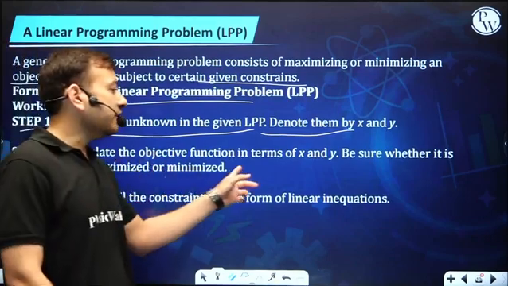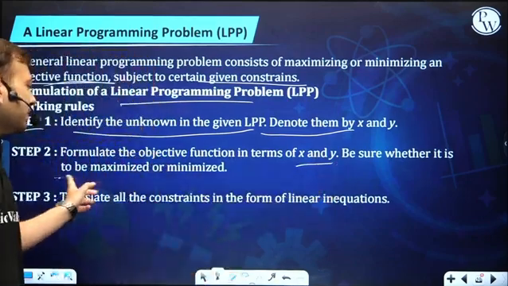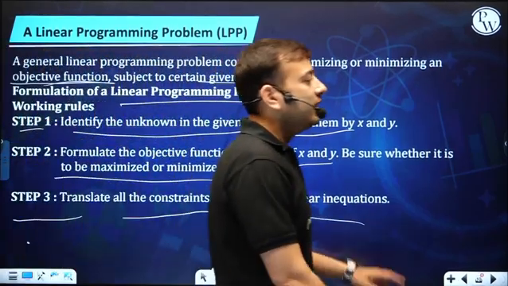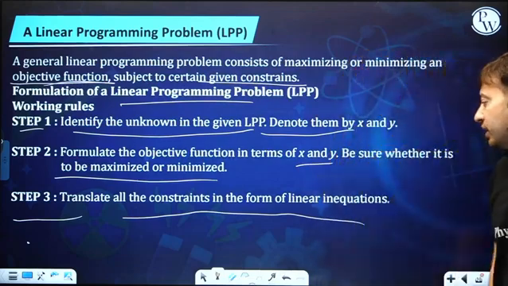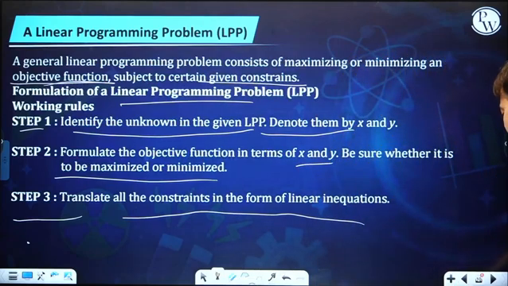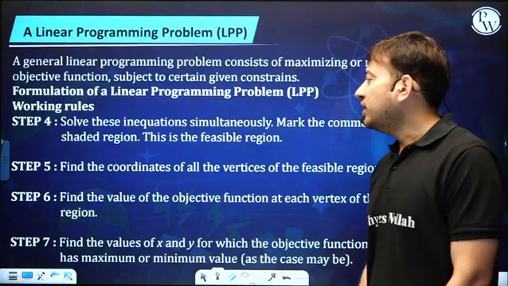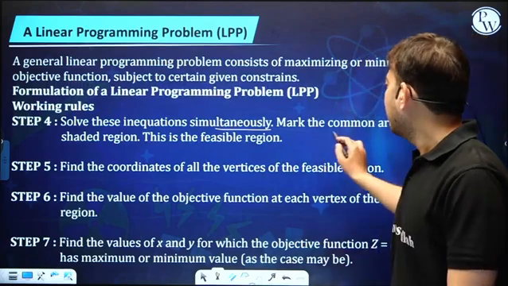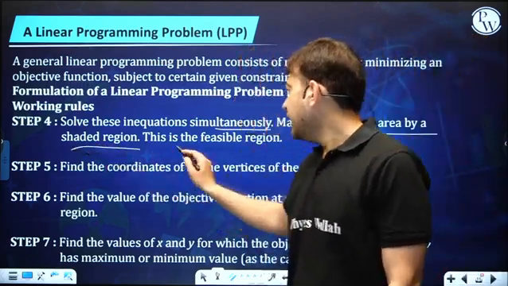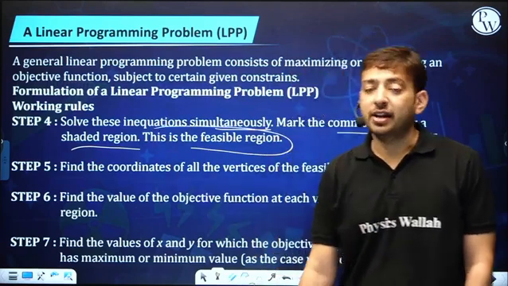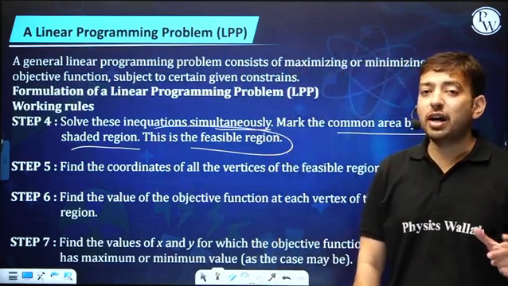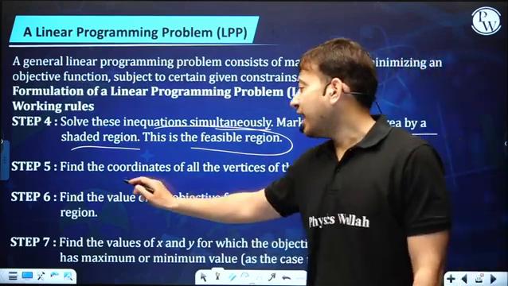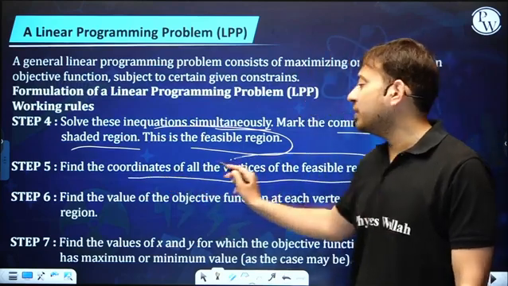Now formulate the objective function in terms of x and y. Be sure whether it is to be maximized or minimized. Third, translate all the constraints into linear inequations. Then solve these inequations simultaneously, like we did in the first part. Mark the common area by a shaded region. This is the feasible region. Like I've told you, the shaded part, the common part from all the linear inequations, will be termed as the feasible region.